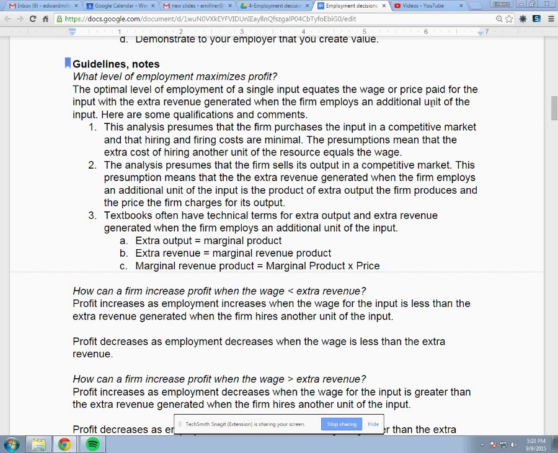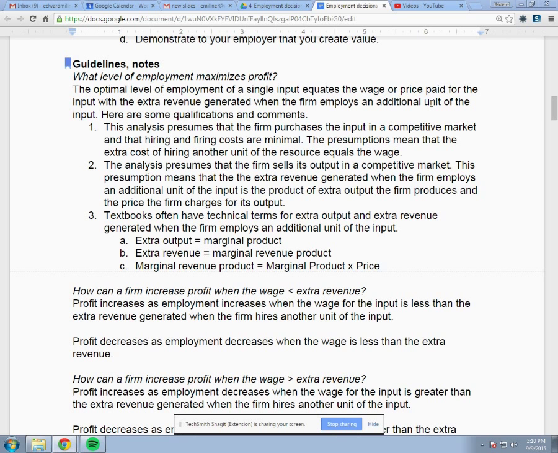The analysis also presumes that the firm sells its output in a competitive market. This means that the price the firm charges for its output does not change as the firm sells more or less output. The presumption means that the extra revenue generated when the firm employs an additional unit of the input is the product of the extra output the firm produces and the price the firm charges for its output.